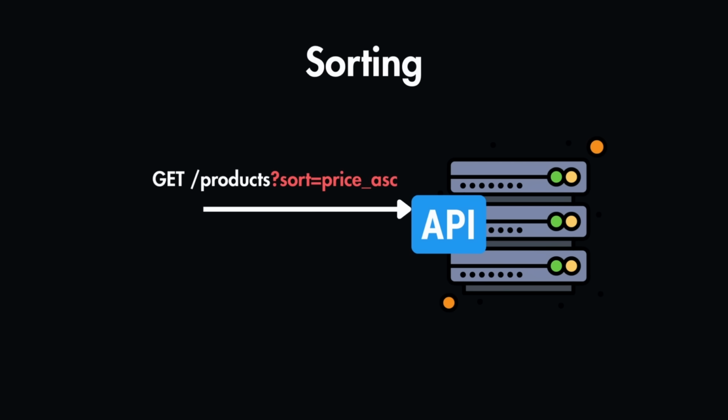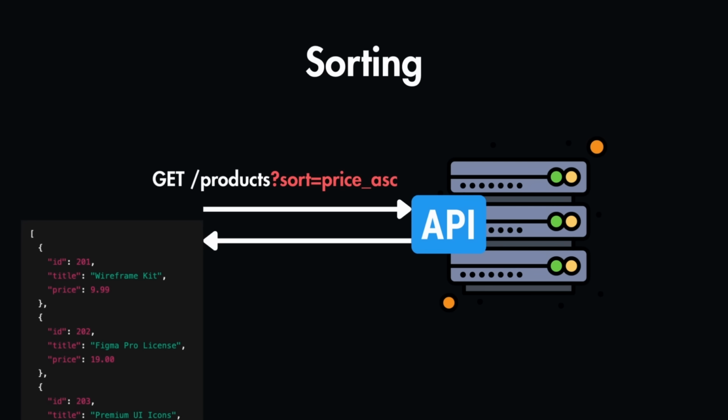Next, we also have sorting. In this case, again, it's controlled through query parameters. And query parameters are anything that starts after the question mark in the URL. So in this case, you usually pass the sort attribute. And this can be, for example, ascending by price or ascending by reviews, or it can also be descending order. So based on this, you will get the response from the API in a sorted order.